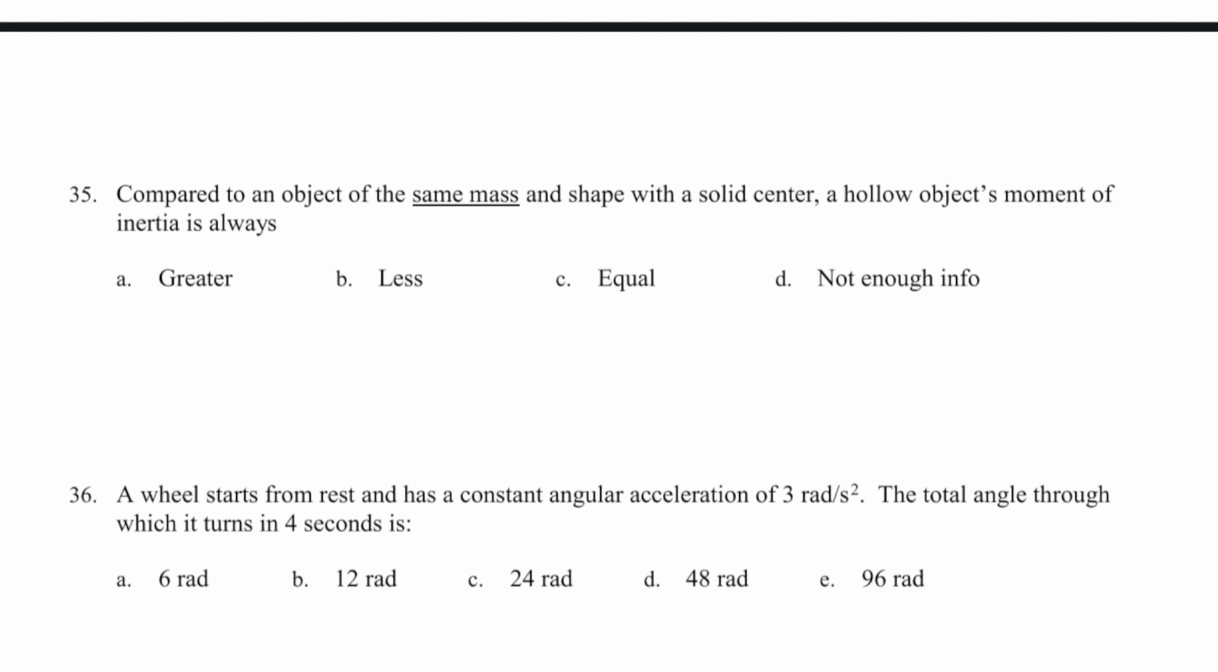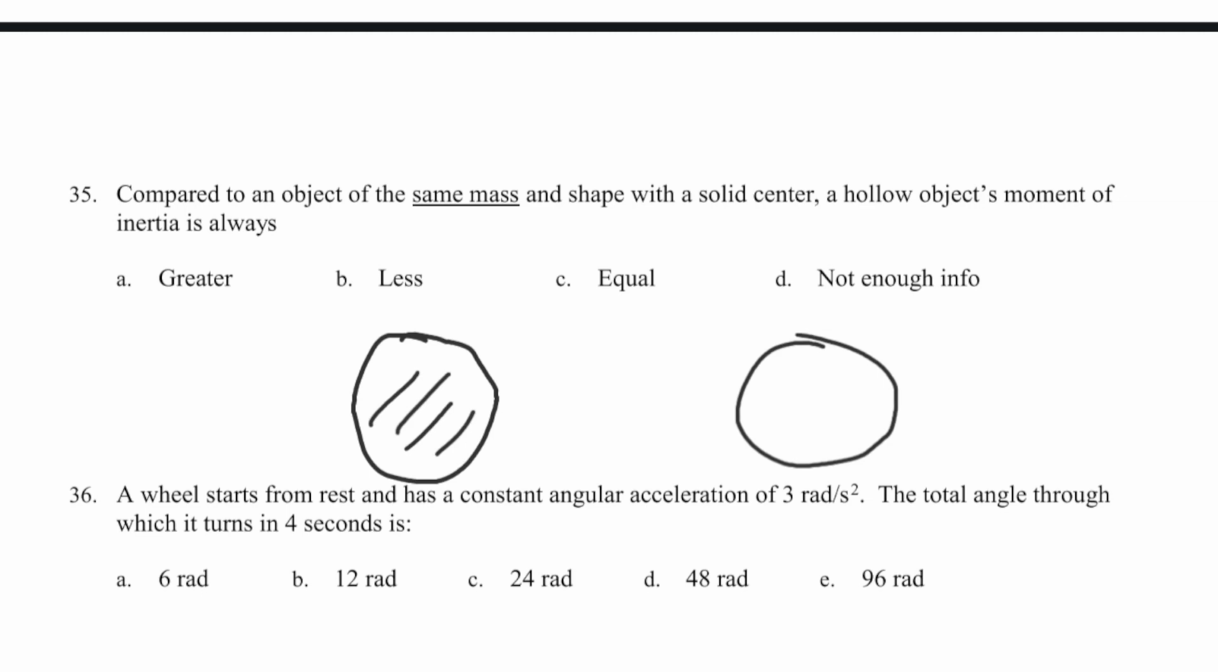All right. So next, compared to an object of the same mass and shape with a solid center, a hollow object's moment of inertia is always... So this is saying, how does the hollow case compare to the filled-in case with the same amount? So again, realize that I is roughly equal to a summation of mass times distance squared. So in the hollow case, much more of your mass is placed on the rim. So this is going to make your moment of inertia much higher.